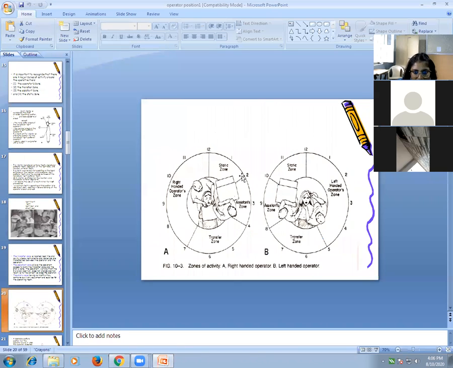See, this is the static zone, and this is the assistant zone, where the assistant is sitting. This is the transfer zone, from where the instruments will be transferred to the dentist, and this is the dentist zone. Here in the static zone, you can see where the auxiliary instruments are placed. Same with the left-hand operator.